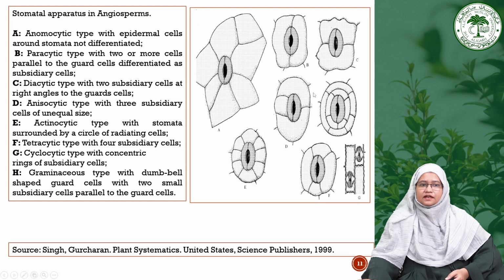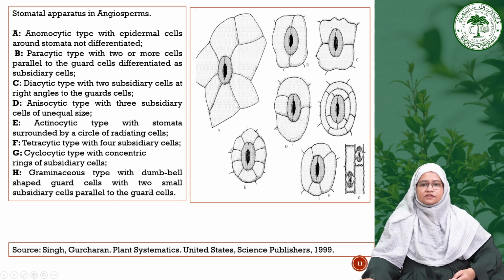As you can see, these are the anisocytic, in which there is a presence of three subsidiary cells, 1, 2 and 3. Then there is another type with stomata surrounded by a circle of radiating cells, as you can see in this particular image. They have circles; you can see there is a number of cells surrounding. This is also the anisocytic type.